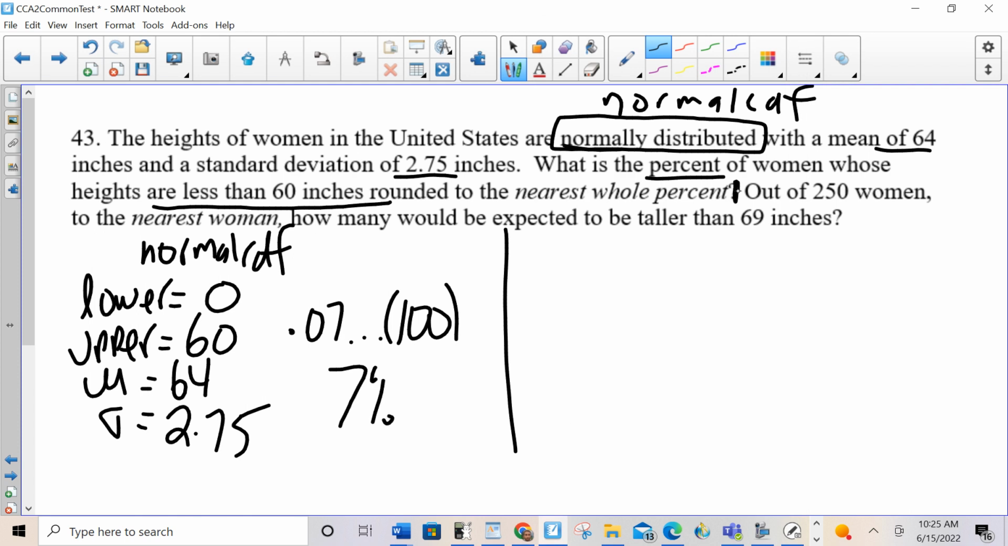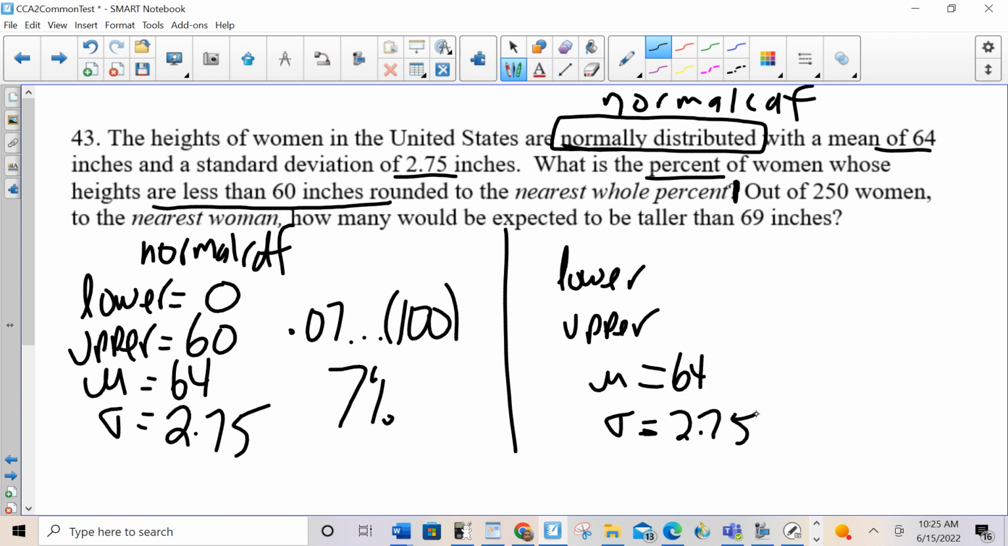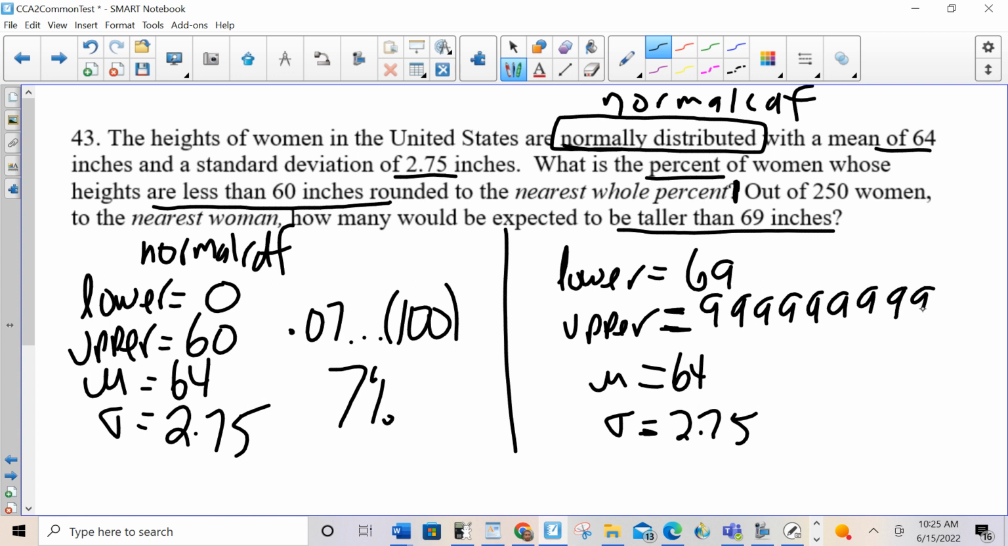Now there's a second question. So I'm going to write my values again: lower, upper, mu, sigma. My mu and sigma are not changing. But now it wants taller than 69, which makes 69 my lower. And my upper is essentially infinity. I can't type infinity in, so I type in a long string of nines.